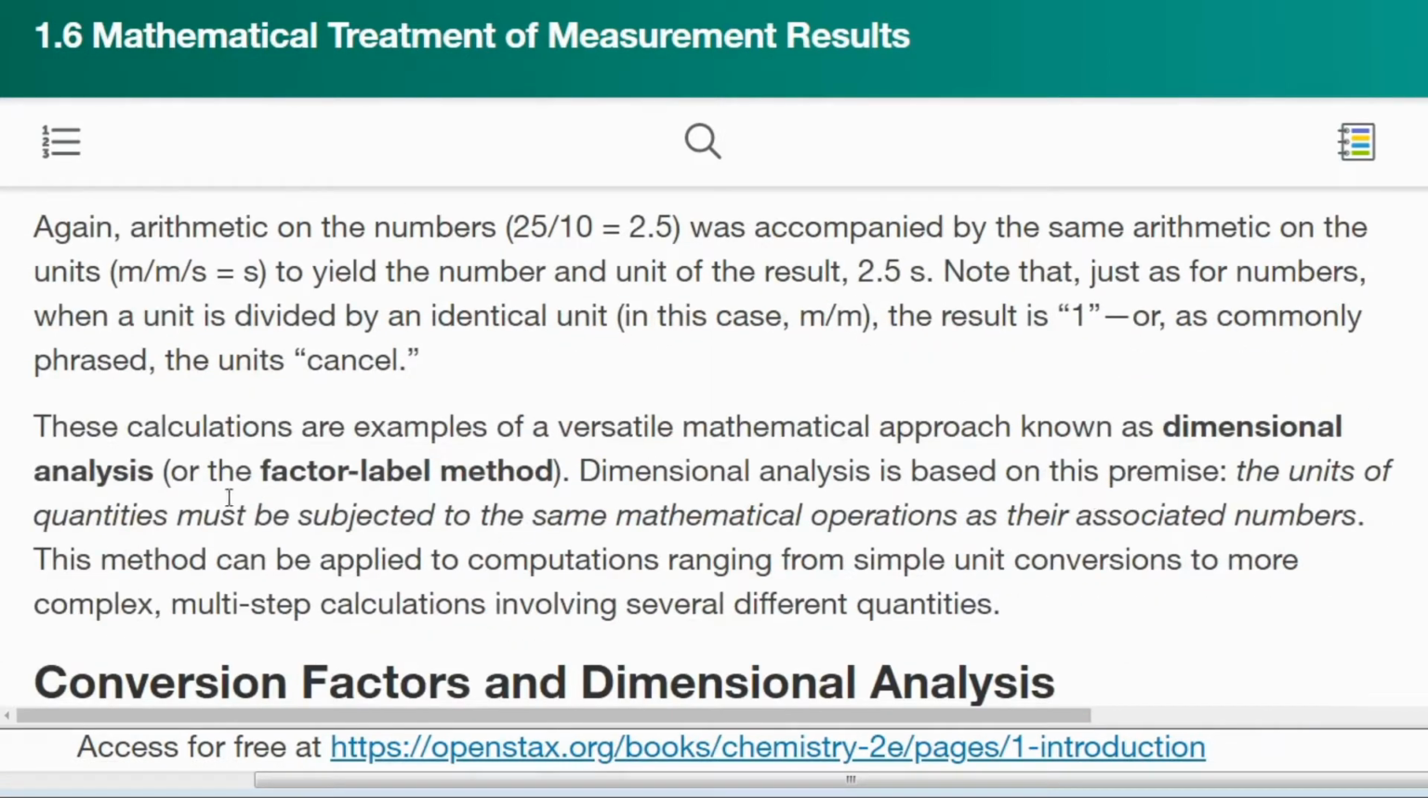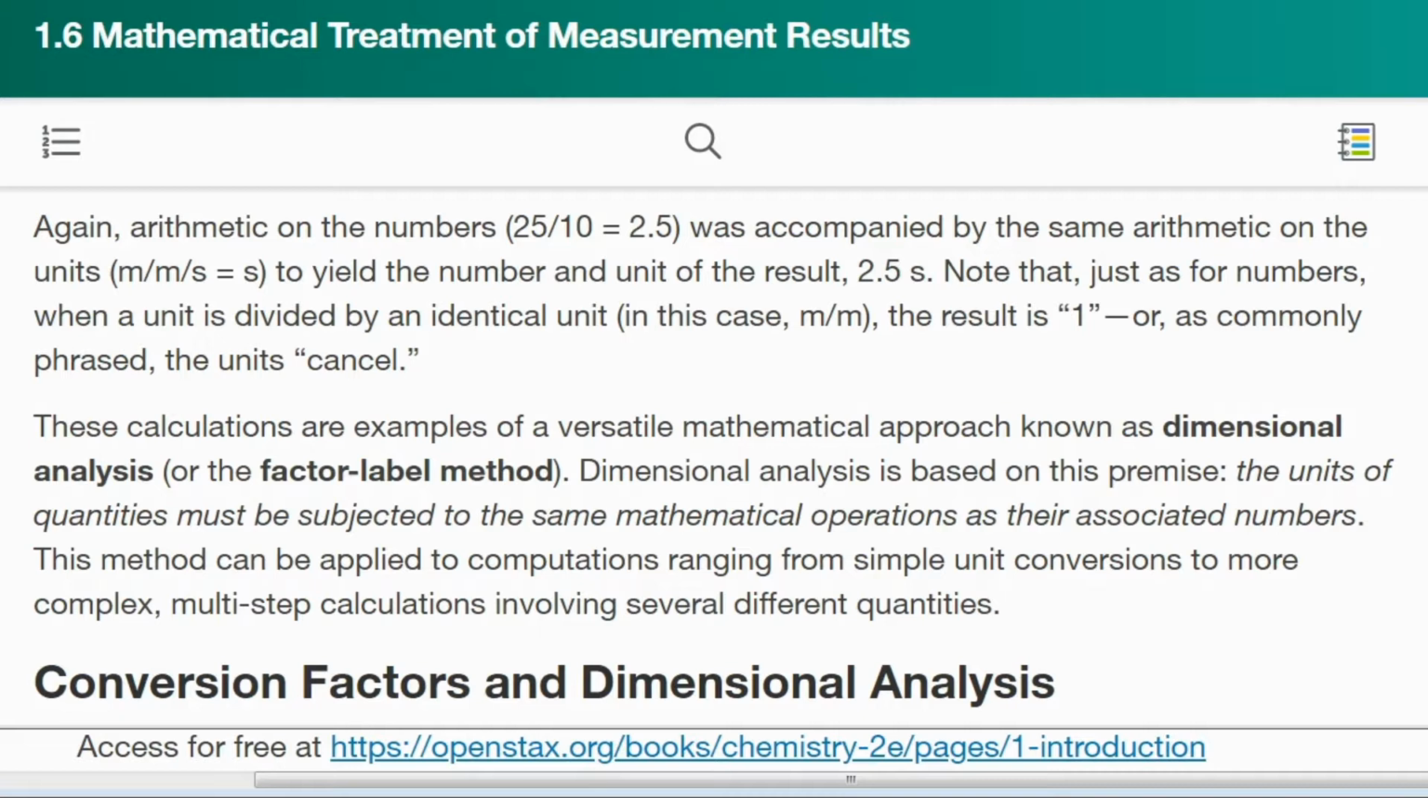Again, arithmetic on the numbers, 25 divided by 10 equals 2.5, was accompanied by the same arithmetic on the units, that is meters divided by seconds equals seconds, to yield the number and unit of the result, 2.5 seconds. Note that just as for numbers, when a unit is divided by an identical unit, in this case meters divided by meters, the result is 1, or as commonly phrased, the units cancel.